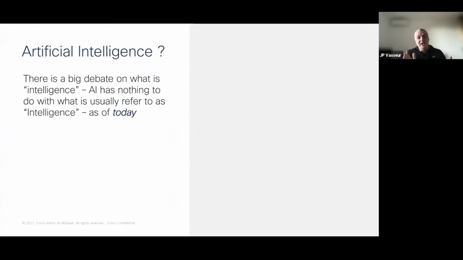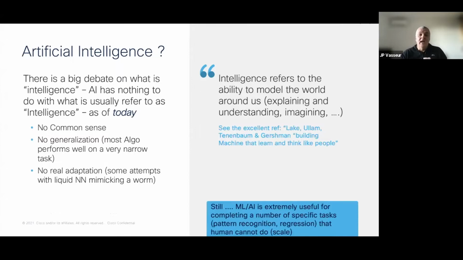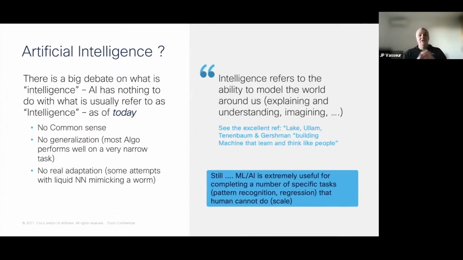Personally, I believe this has nothing to do with what we usually refer to as intelligence, at least as of today. There's no common sense, which is something learned by a human. There's no generalization. Most of our algorithms are really good at performing very narrow tasks, and there's no real adaptation. That's another issue when you compare to human or even animal intelligence. What I believe is that intelligence refers to the ability to model the world around us, and to explain, understand and imagine. I would refer you to the work of many amazing neuroscientists such as Josh Tenenbaum, who has done amazing work in this area.